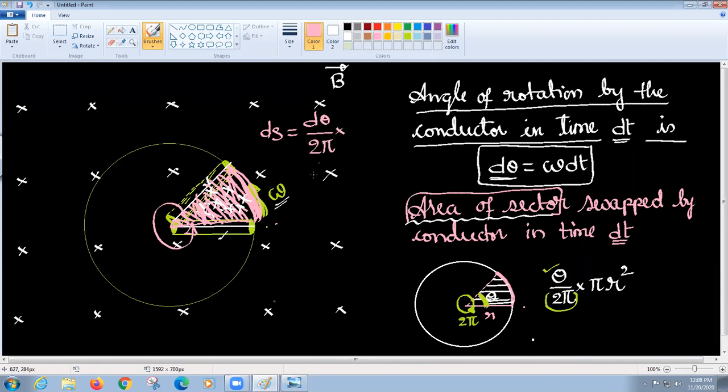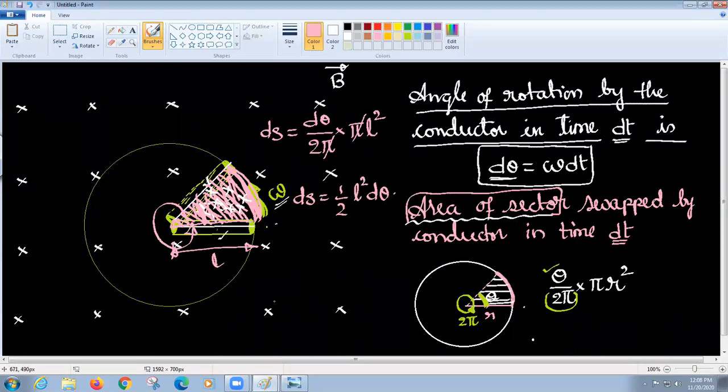What is the radius of the circle now? It is l, because the length of the conductor is l. So the area of the circle is pi l square. Therefore pi and pi cancel, and what you have is half l square d theta.